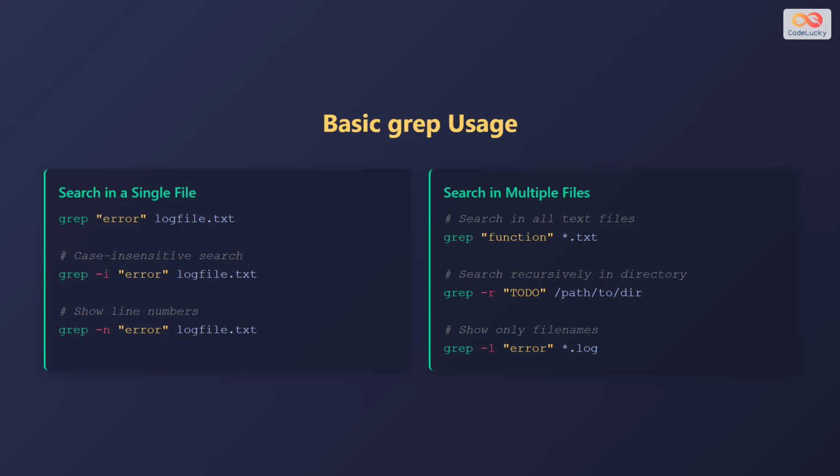Grep can also search in multiple files at once. To search for a specific string in all text files within a directory, you can use a wildcard, grep function *.txt. If you need to search recursively through a directory and its subdirectories, use the R option, grep -r todo /path/to/directory. And if you only want to see the names of the files that contain the matching string, use the L option, grep -l error *.log.